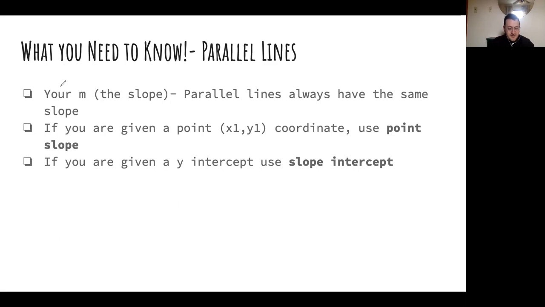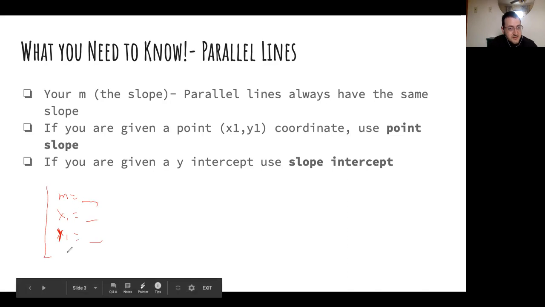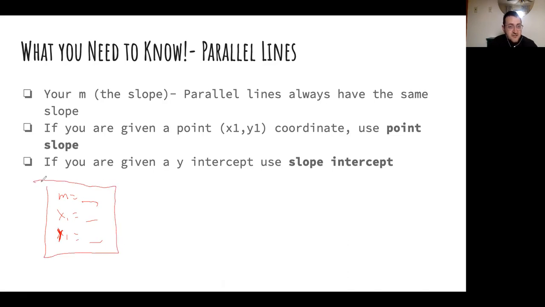It might actually be helpful when you work on the problems today to have a box of all your variables. I like to have m and x1, y1 laid out if you're given a point. And if you're given a y-intercept, I like to lay out what my m is, and then what my b is as well. This way, you can effectively use the equations.